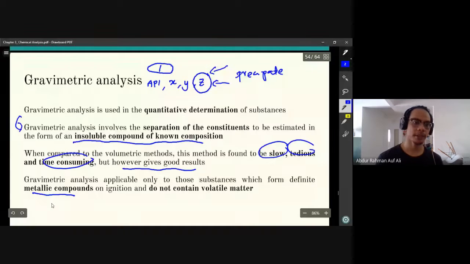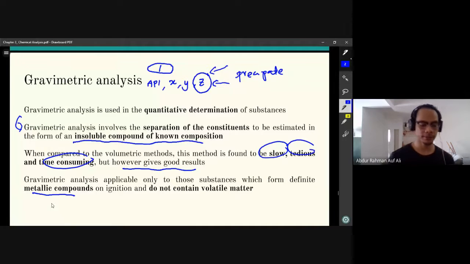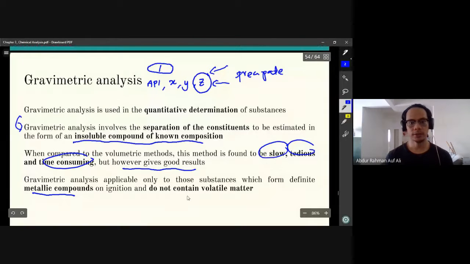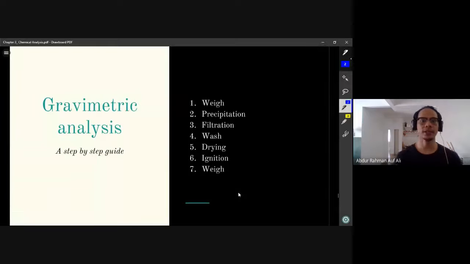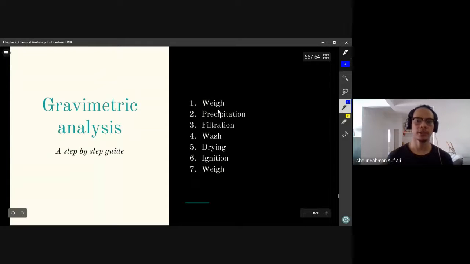Dia kena ada bahan yang akan bertindak balas dengan yang akan menghasilkan metallic compound, bahan yang ada metal, yang boleh form a bond with metal. And also dia tak mengandungi volatile metal, bahan yang mudah meroap. So how do we perform this analysis? So these are the steps, ada 7 langkah kesemuanya. So let's take a look at the first one.